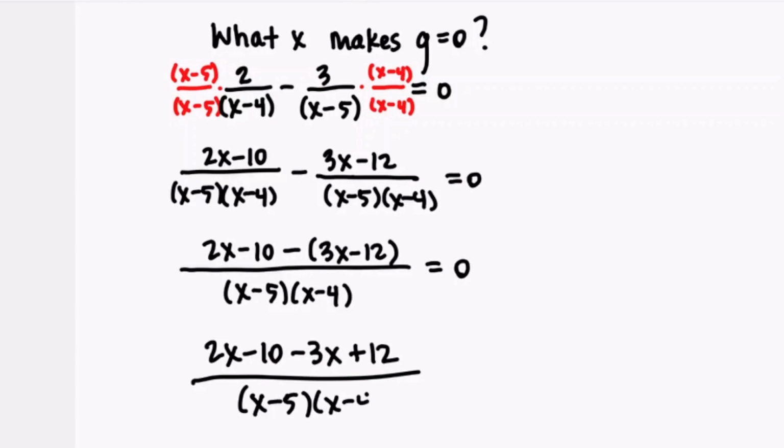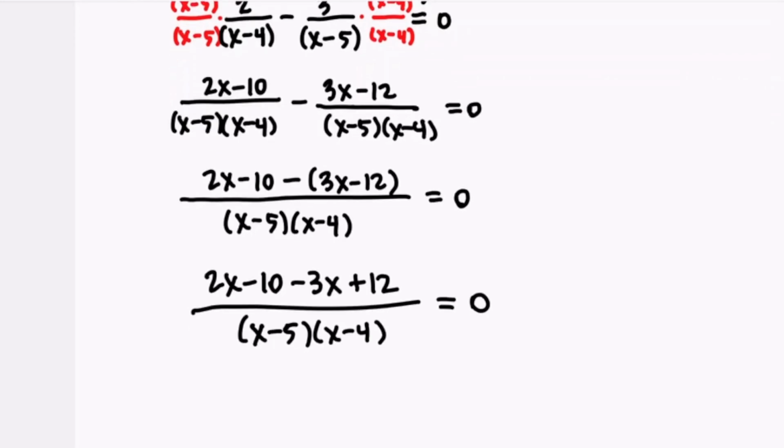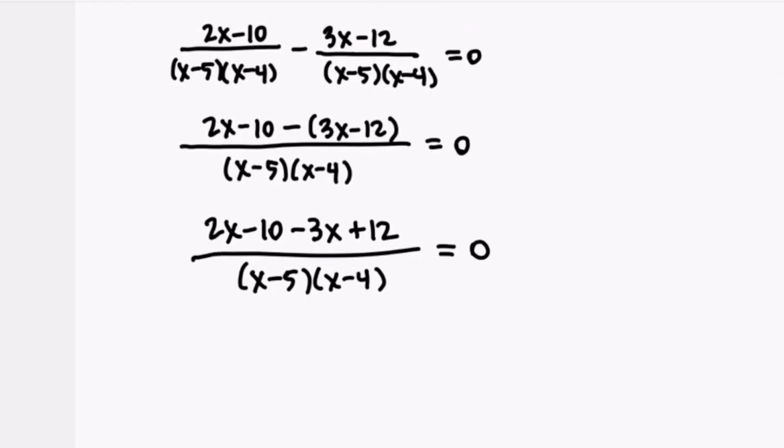And I'm not going to bother to distribute this out because the denominator is not going to really impact my zeros. In fact, it might actually stand in the way. If I was able to cancel off a factor, I would know that that would not correspond to a 0 because the original function would be undefined. So I'm going to leave it unfactored in the denominator. So 2x minus 3x is a negative x. Negative 10 plus 12 is positive 2, divided by x minus 5 times x minus 4.